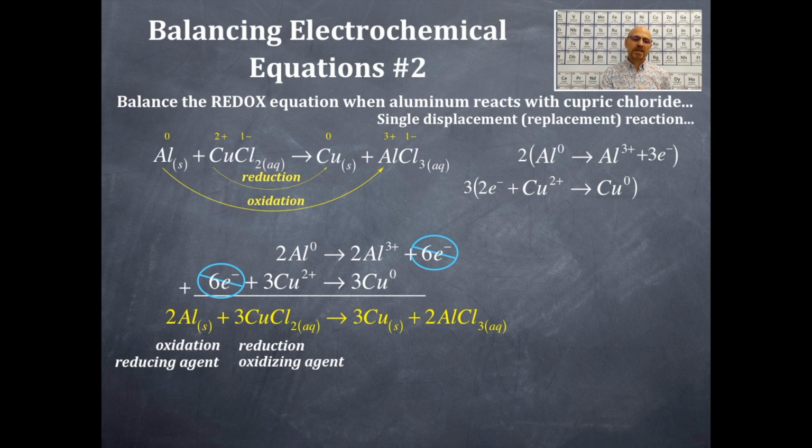Now, I want you to notice that I've labeled only the reactant side. You only label the reactant side. You're never labeling the product side. You're always assuming that redox reactions go from reactants to products. That's just the assumption that we make here.